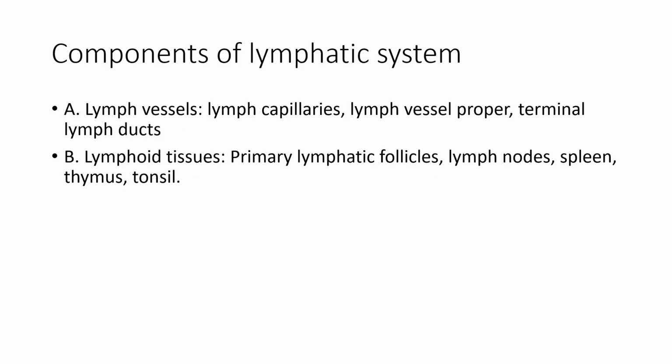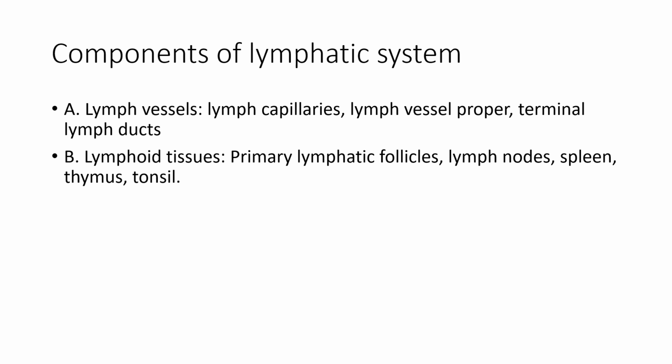Lymphatic system starts with the formation of lymph capillaries. The lymph capillaries will unite to form lymph vessels, and these lymphatic vessels are the tributaries of a large terminal lymph duct. So we have lymph vessels and lymphoid tissue as the components. Lymph vessels include lymph capillaries, lymph vessels, and lymphatic ducts. Then the lymphoid tissue. We know there is diffuse lymphoid tissue and dense lymphoid tissue.